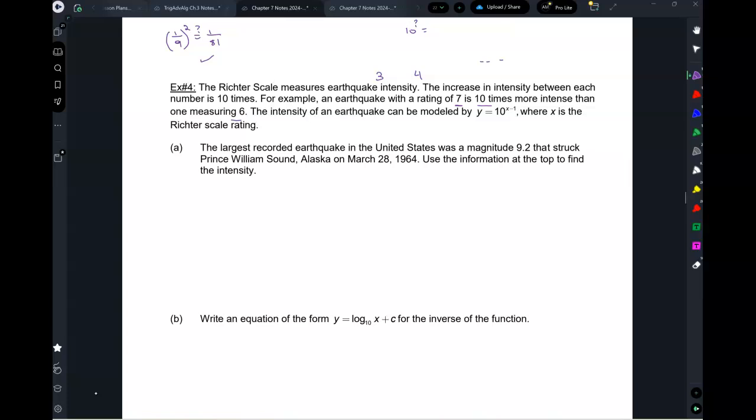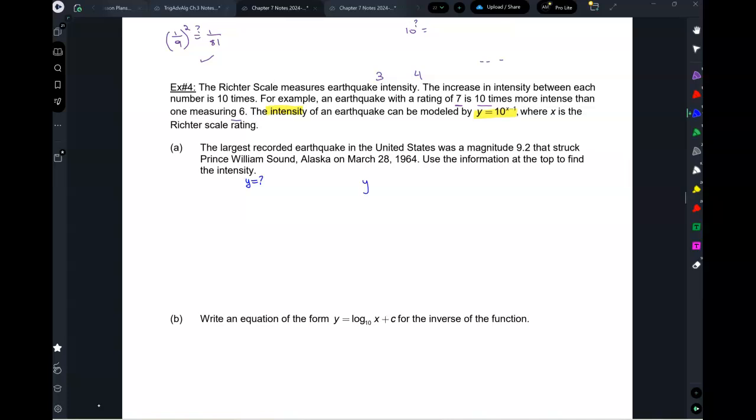The intensity of an earthquake can be modeled by y equals 10 to the power of x minus 1, where x is the Richter scale rating, the magnitude. Okay. The largest recorded earthquake in the United States was a magnitude of 9.2, and it struck Prince William Sound, Alaska on March 28, 1964. Use this information and the information at the top to find the intensity. So the intensity is y, right? That's what we're looking for, y.